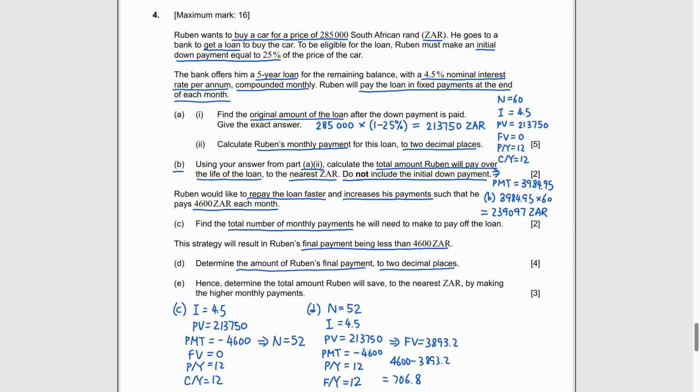Part E. We want to find how much money he will save by choosing this higher monthly payment plan. The total amount paid for the new plan is 51 payments of 4,600 plus the final payment of 706.8. Then we subtract this total from the total in Part B, which gives a saving of 3790.